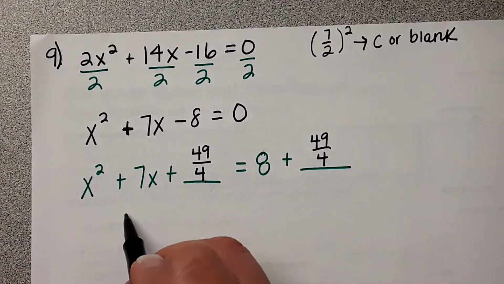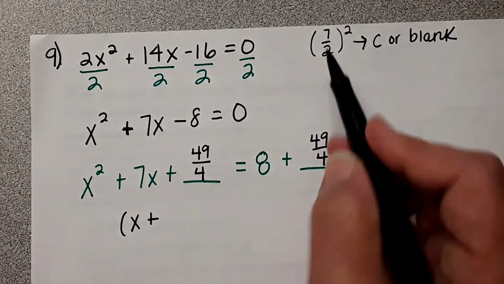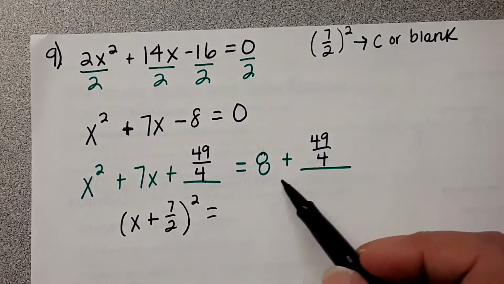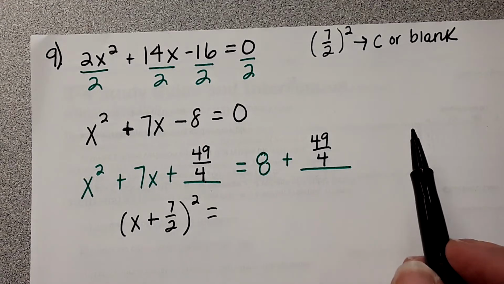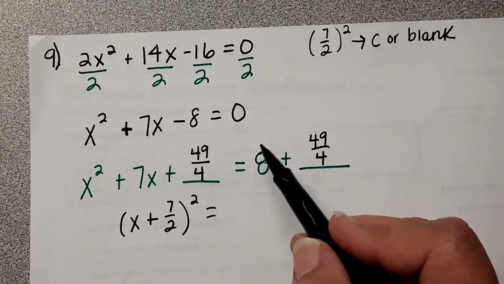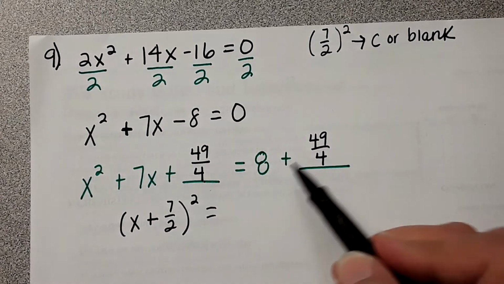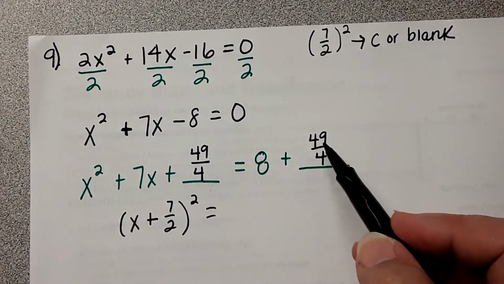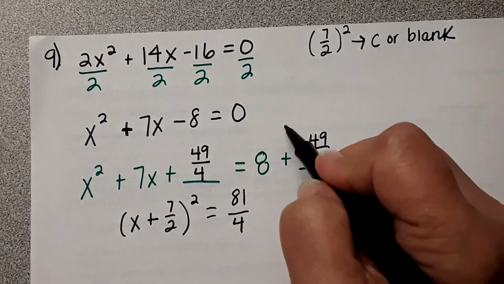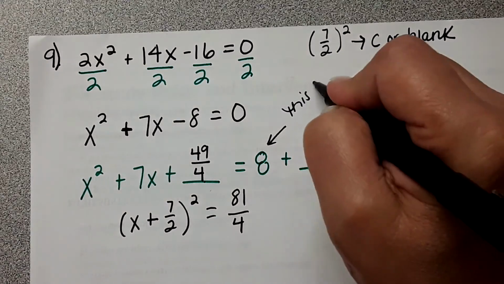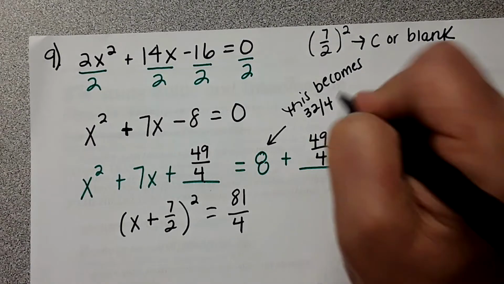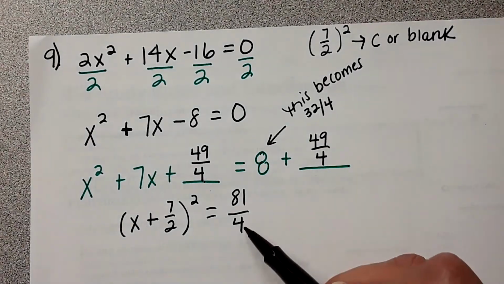So now I'm going to rewrite it as x plus 7/2 squared equals, well, what is 8 plus 49/4? Well, it would be 32 over 4 because 32 divided by 4 is 8. So 32 plus 49 is 81/4. Again, because 8 is a whole number, this would become 32 over 4. So 32 plus 49 is 81, and the 4 stays the same.